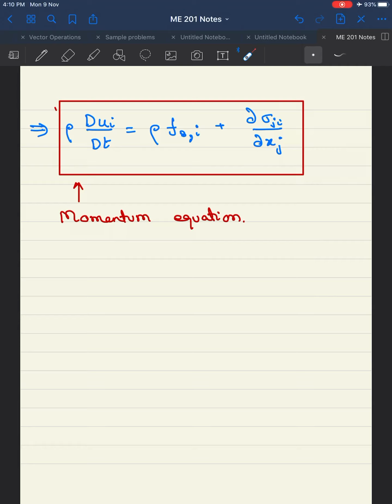Now you notice this one more thing I want to let you know. This side is basically the mass. In dynamics we have F equal to ma, and here on this side you have ma, and this is your total force. So this is like ma equal to F.